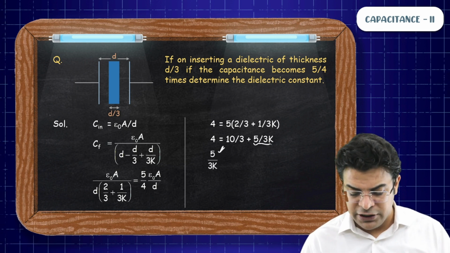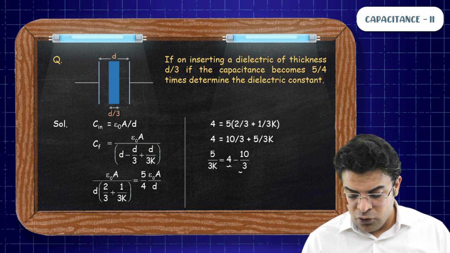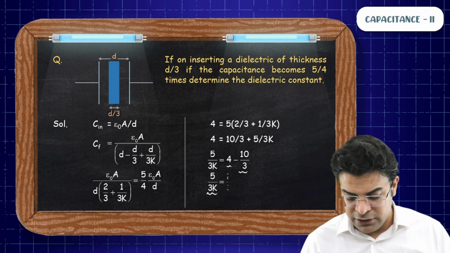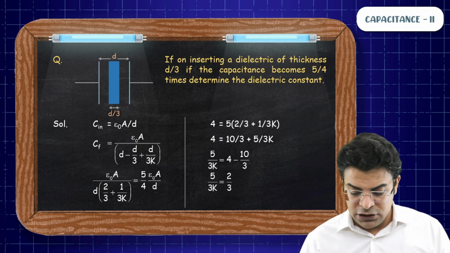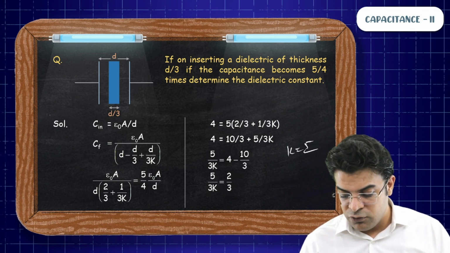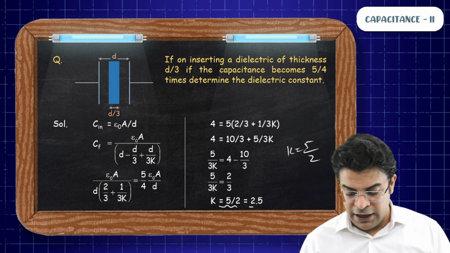So you get 5/3 K equals 4 minus 10/3. Now 4 minus 10/3, that is (12 minus 10)/3, that becomes 2/3. So you get 5/3 K equals 2/3. Cancel out the 3 and 3, bring the K up and the 2 down. So you get K equals 5/2. Once you know that K is 5/2, that can be written as 2.5.